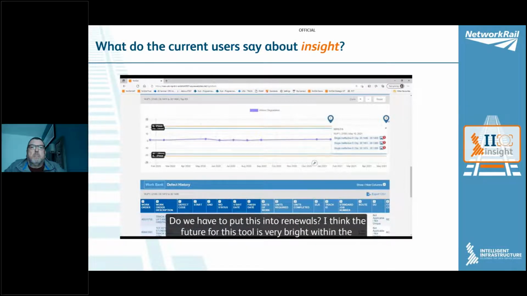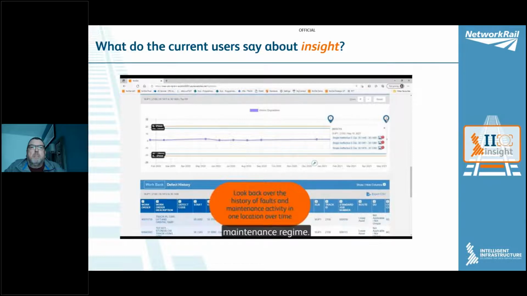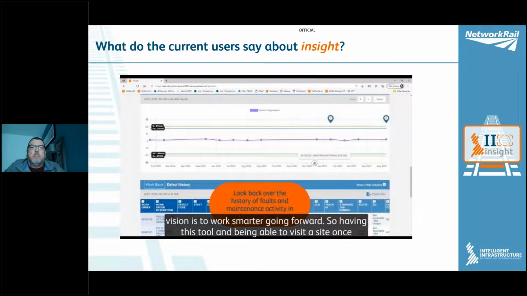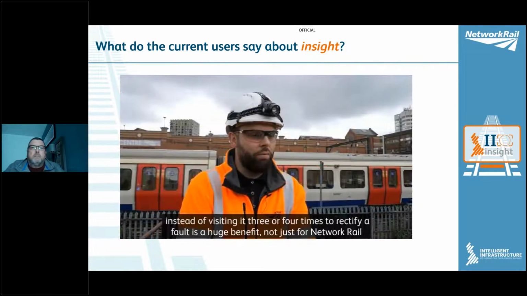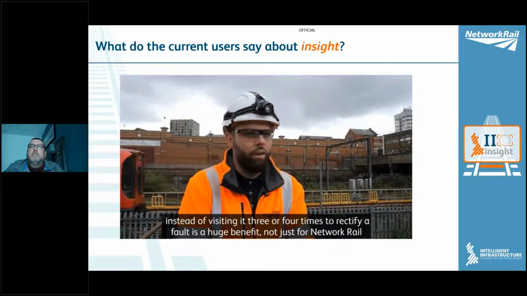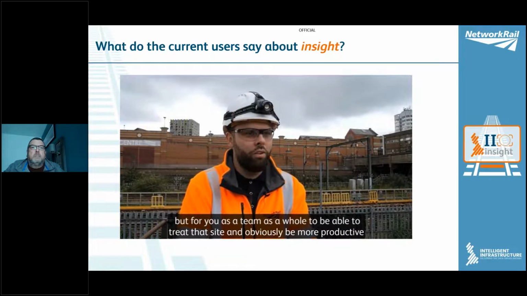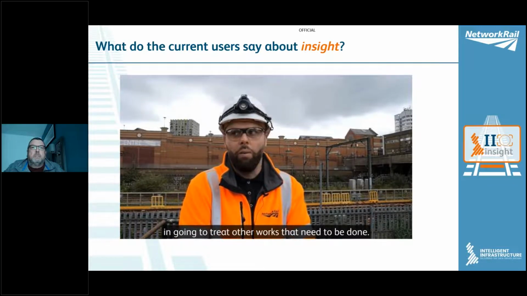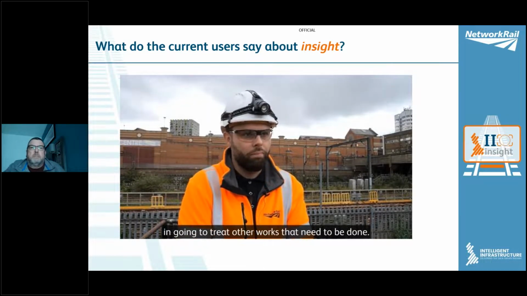So the future for this tool, I think, is very, very bright within the maintenance regime. I would encourage people to give it a go because it's a means to work smarter. That's the way Network Rail Vision is, to work smarter going forward. Having this tool and being able to visit a site once instead of visiting it 3 or 4 times to rectify a fault is a huge benefit, not just for Network Rail, but for you as a team, to be able to treat that site and be more productive in going to treat other work that needs to be done.